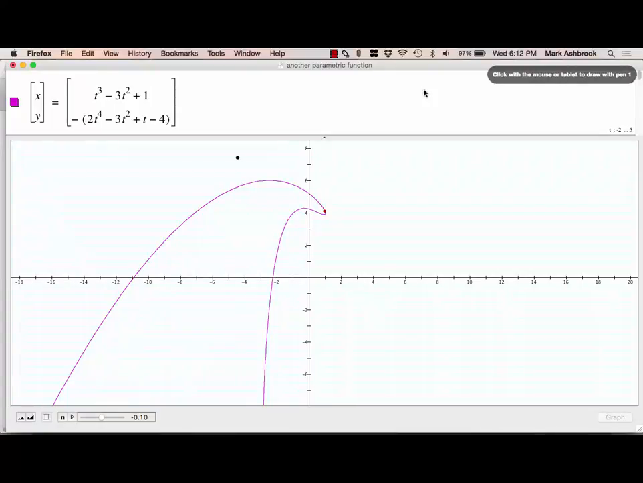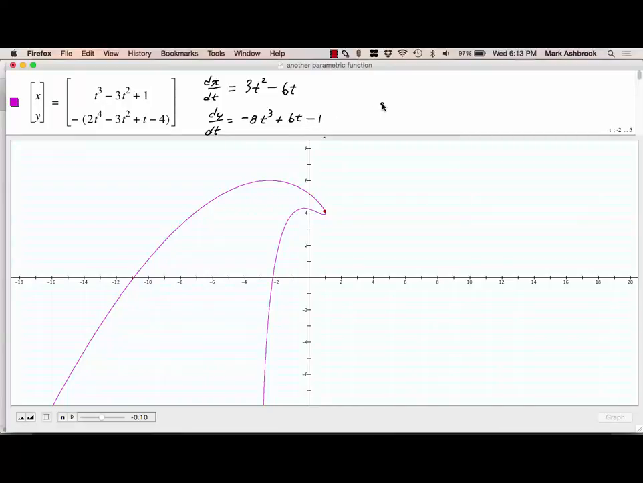So we could look at dx dt, and let's find dx dt. What is dx dt? That should be easy by now. 3t squared minus 6t. Okay, and then dy dt. So we're just going to apply the negative as we do it. So it'd be negative 8t cubed plus 6t minus 1.